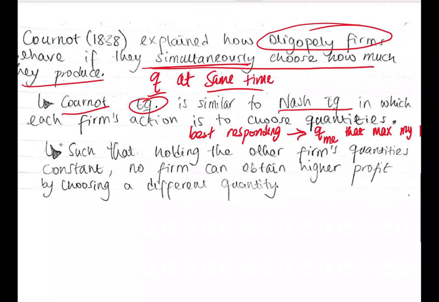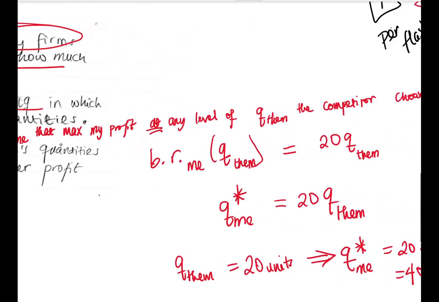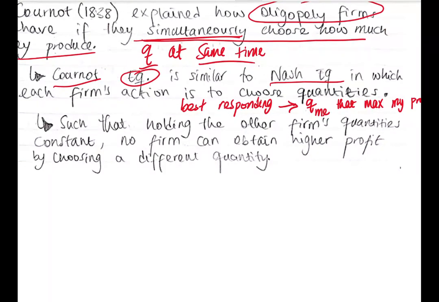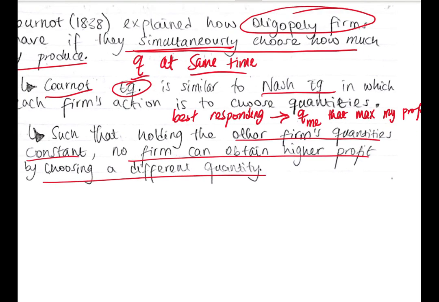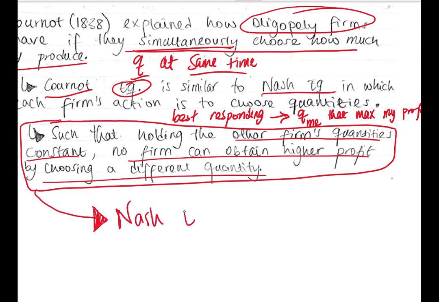So that's the idea here for the Cournot Nash equilibrium. They're choosing the quantity, and they're choosing it at the same time. We'll say more when we get to the example part, but that's a quick intro. Another thing to note here is that holding other firms' quantities constant, no firm can obtain a higher profit by choosing a different quantity. This is a definition of a best response or an equilibrium. In fact, this is a definition of a Nash equilibrium. Okay, so let's go ahead and do the example with numbers.